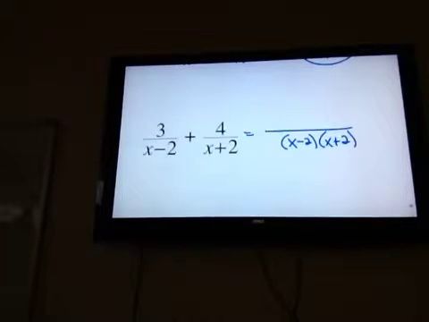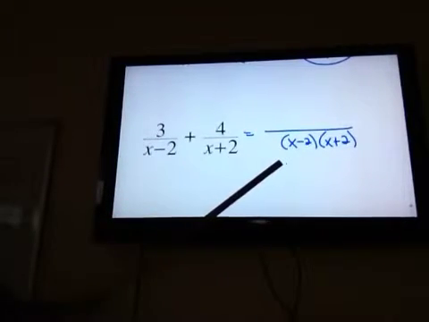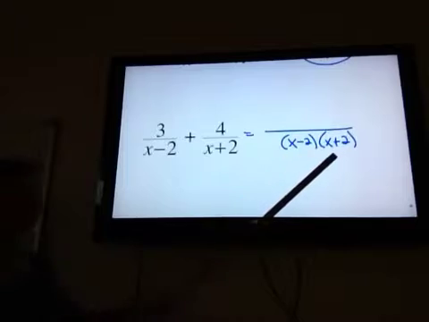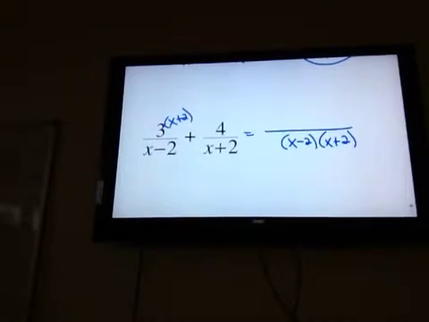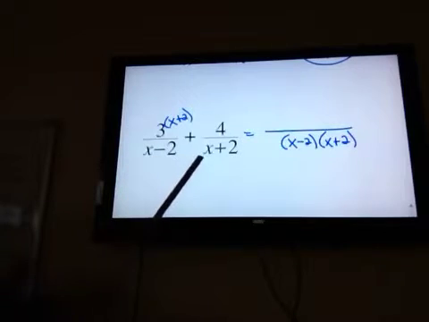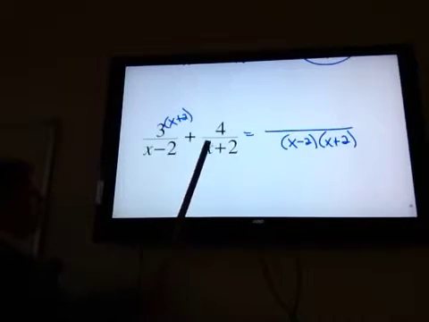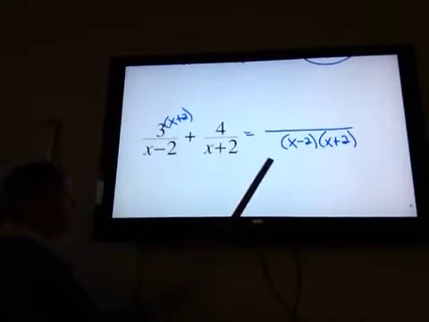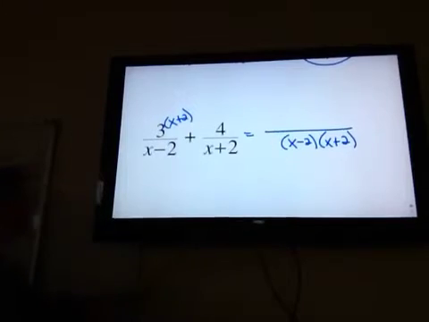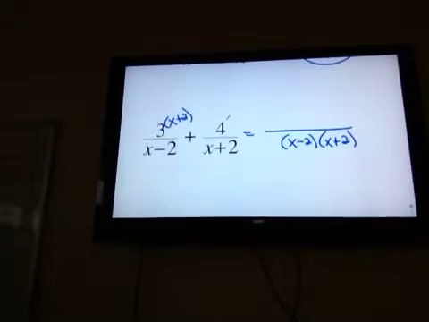Now we compare. First denominator says x minus 2. It needs to say x minus 2, x plus 2. So what's missing? Or what does it need? Same question, really. Yeah. The x plus 2. And I compare my second one. This denominator says x plus 2, but it needs to say x minus 2, x plus 2. So this needs to look like this. So it's missing the x minus 2.